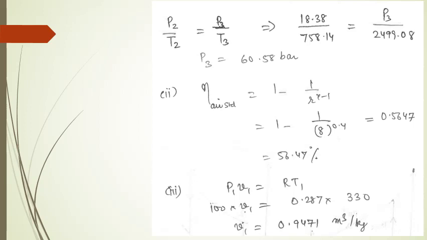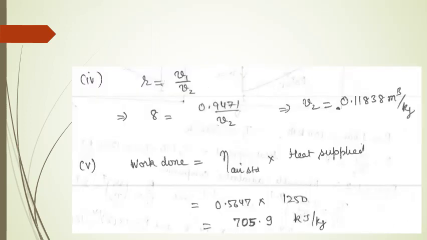Now the air standard efficiency can be calculated with the help of this expression, that is 1 minus 1 upon r raised to power gamma minus 1, and with the help of this expression the value of air standard efficiency comes out to be 56.47%. With the help of the state equation at state 1, that is P1 V1 equals R T1, we can calculate the value of V1, and that is coming out to be 0.9471 meter cube per kg.